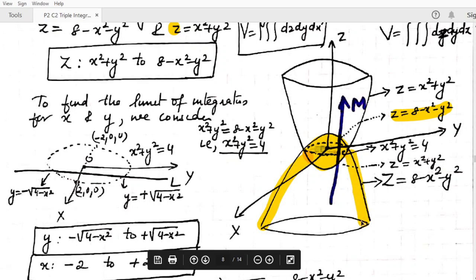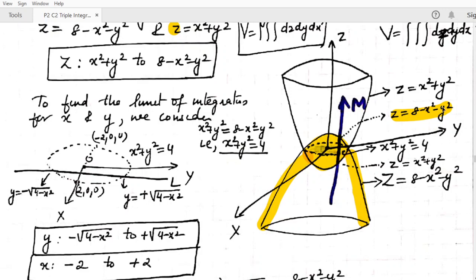Okay, so this is our paraboloid. From the second equation, z equal to x square plus y square, we get that the coefficient of z is positive, so the paraboloid will be of this particular form. So this is our paraboloid z equal to x square plus y square, and this is our paraboloid z equal to 8 minus x square minus y square. The region bounded by these two is our D. Now our motive is to find the volume of this D.